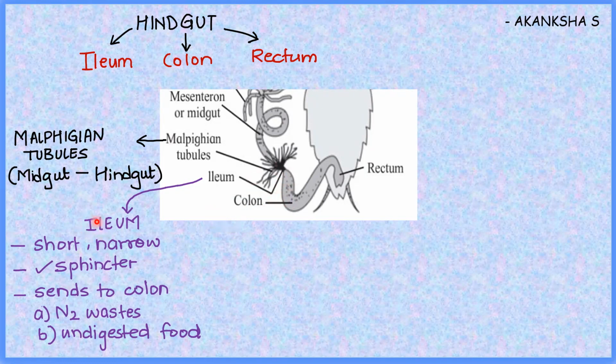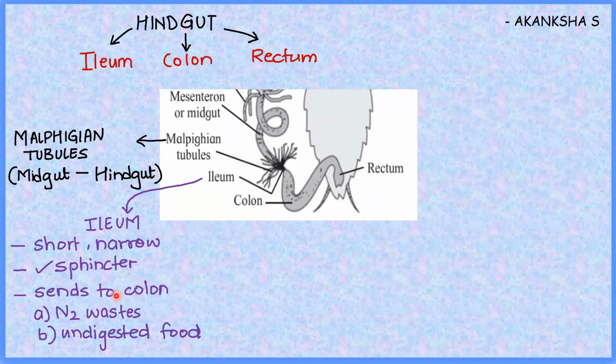Now, what does the ileum do? If you notice over here, the ileum sends through the sphincter nitrogenous waste like uric acid. Cockroach is uricotelic in nature. It's an insect, right? So it excretes nitrogenous waste in the form of uric acid. Humans excrete it as urea. Okay. And along with that, it also excretes out undigested waste.